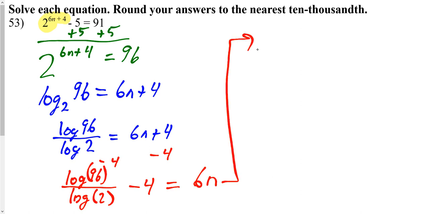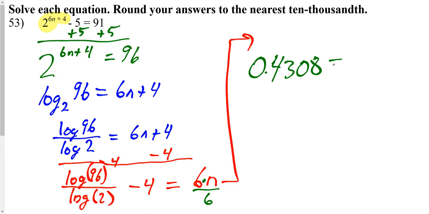Now, what I would do is I would go ahead and type in the left side of the equation, go log 96, close your parenthesis, divide by log 2, close your parenthesis, minus 4. It's going to give you a nice long decimal on your calculator. Then to get n by itself, you just have to go ahead and get rid of that times by 6. So once you get all that big long decimal on your calculator, just hit then divide by 6. When you do that, you get 0.4308 is equal to n.